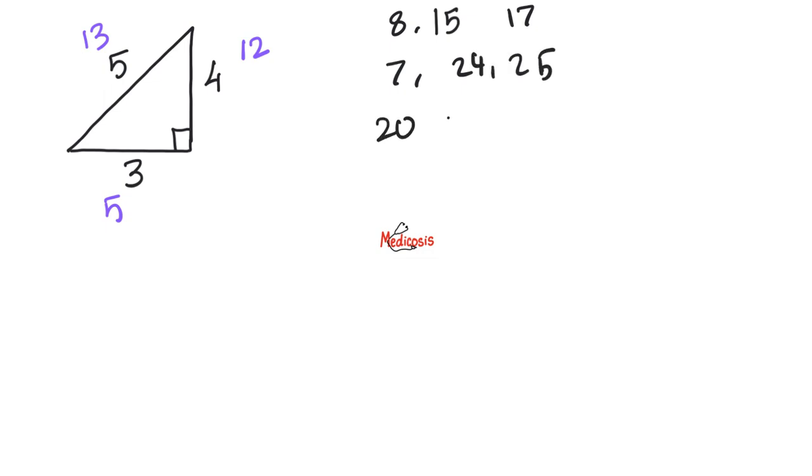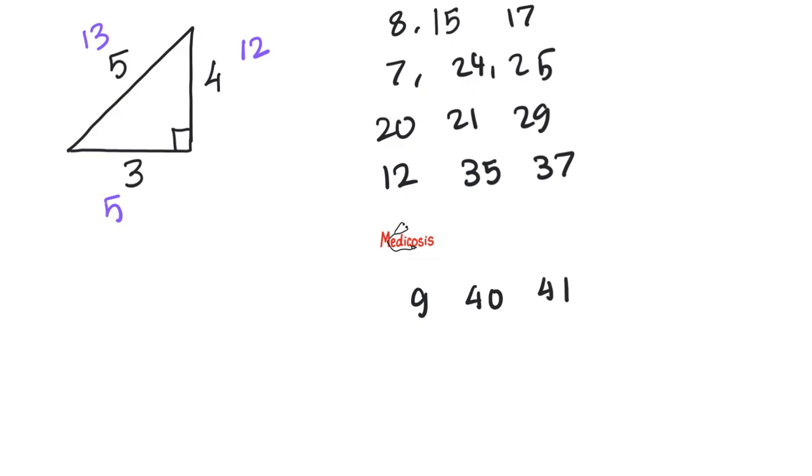There is 20, 21, 29. Also, you have 12, 35, 37, 9, 40, and 41. And rhyming with it is 11, 60, 61. And there are many, many more, but these are the most famous. So 3, 4, 5, that's the easiest one. 5, 12, 13, and then 8, 15, 17, 7, 24, 25. So look at these consecutive numbers. 20, 21 are also consecutive. 40, 41 also consecutive. 60, 61 also consecutive.